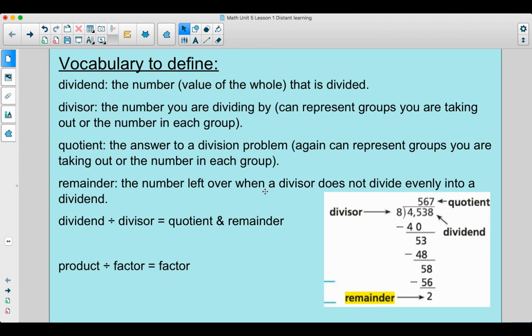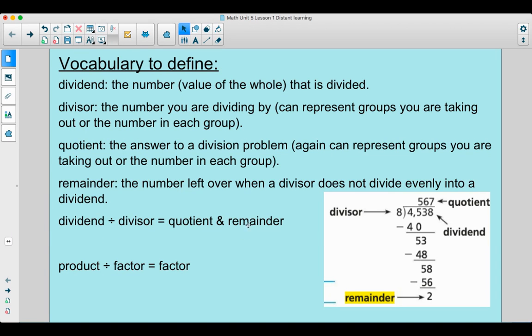And that's the number left over when a divisor does not divide evenly into a dividend. And for now, if you have that remainder, you can just write a capital R next to the quotient and a period and then a 2. So represent your remainder as the whole number 2.